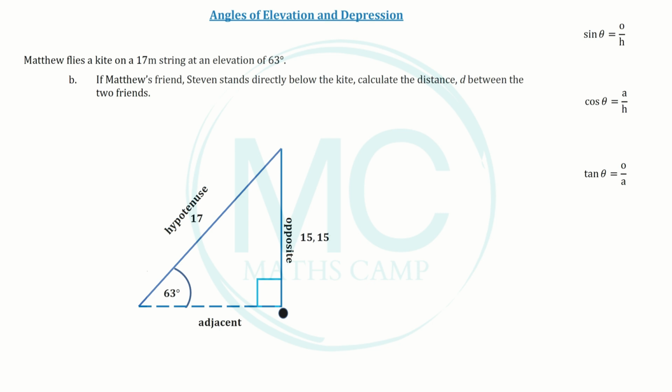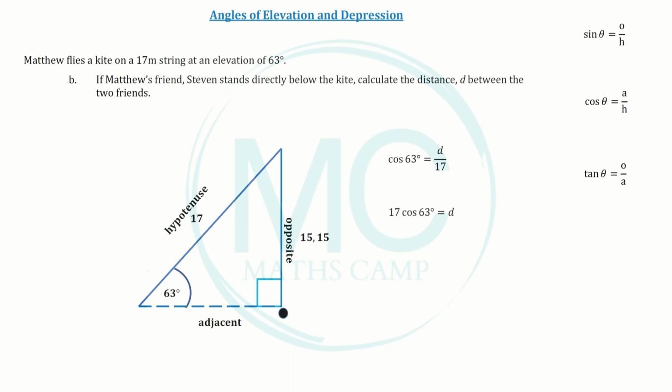We need to find the adjacent side. So we need a ratio that uses both the adjacent and the hypotenuse. And cos uses both of these. So now we can say cos, our angle, 63 degrees, is equal to the adjacent side, which is the distance d, over the hypotenuse, which is 17. Now to make d the subject of the equation, we multiply both sides by 17. And we get 17 multiplied by cos 63 degrees is equal to d.